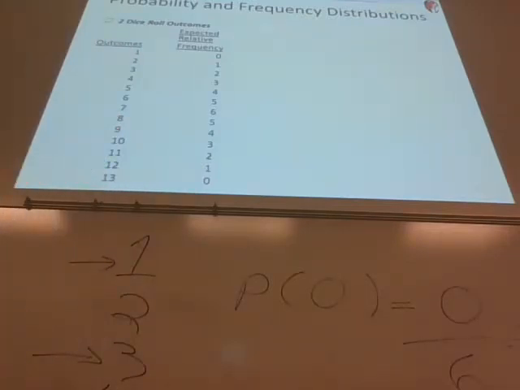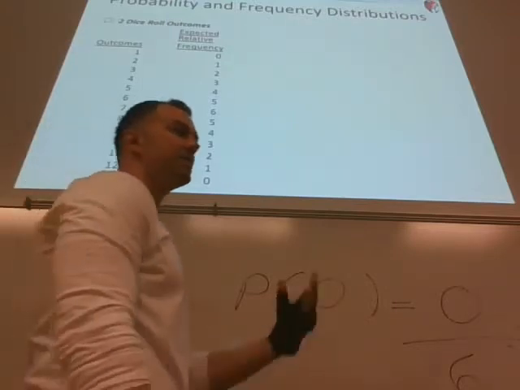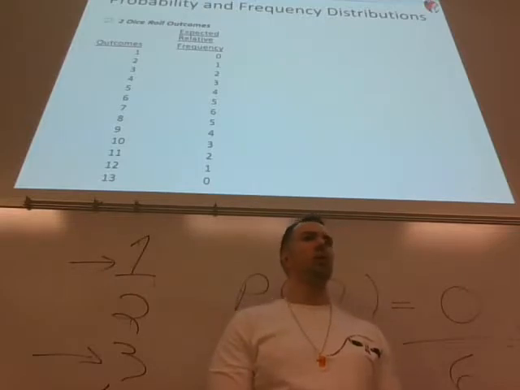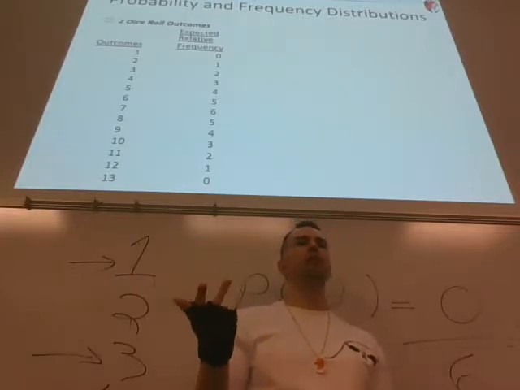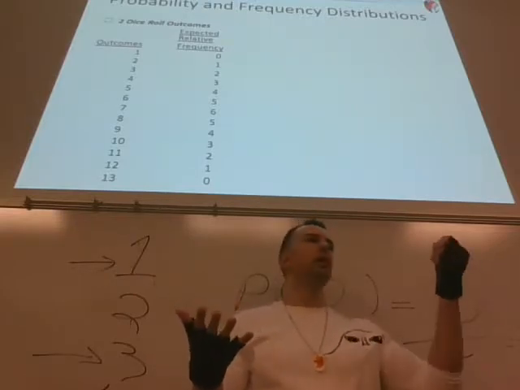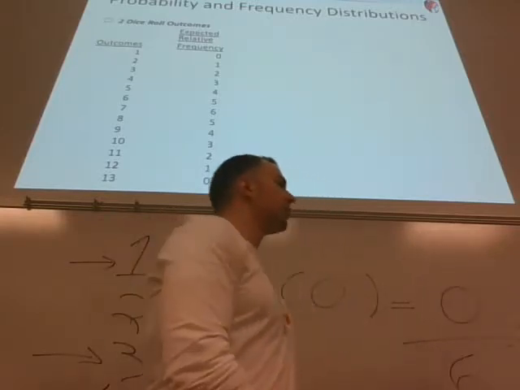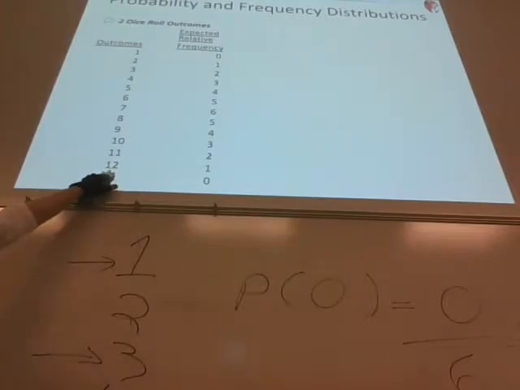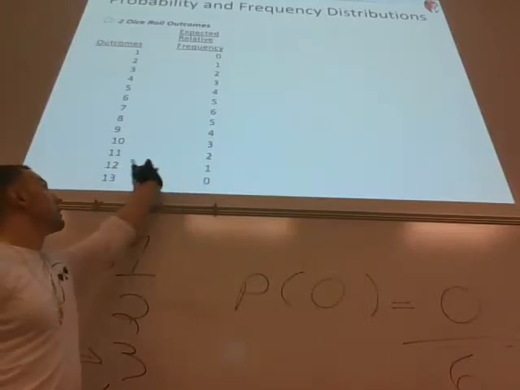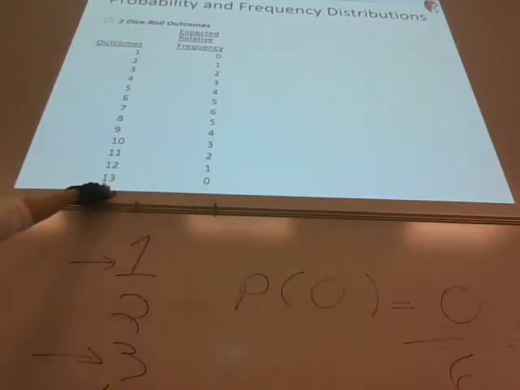You can see that the mode here, the one with the highest frequency, is a 7. So a 7 has 6 different ways to roll it. You can roll a 1 and a 6, a 2 and a 5, a 3 and a 4, 4 and a 3, 5 and a 2, and a 6 and a 1. 6 different ways to roll a 7. And then we go all the way down here to double 6s, only 1 way to roll a 12, and no ways to roll a 13. So those are the outcomes, the expected relative frequencies.